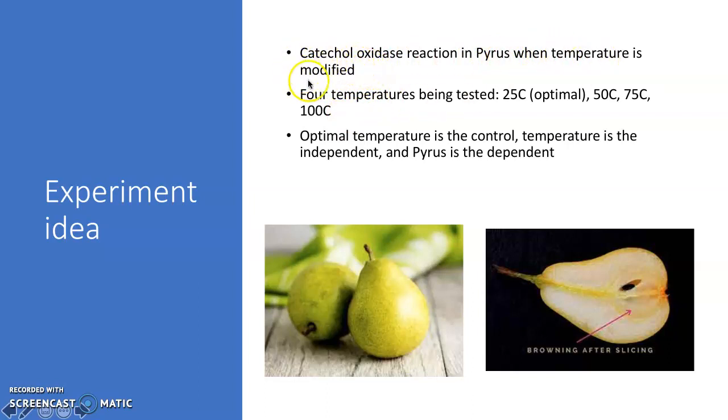So we are going to be increasing temperatures with these four temperatures. So we have 25 degrees Celsius, which is going to be our optimal, and it's going to be our control. And then we have 50, 75, and 100. Temperature is going to be our independent variable because that is what's being changed, and Pyrus will be our dependent because that is what's being tested.